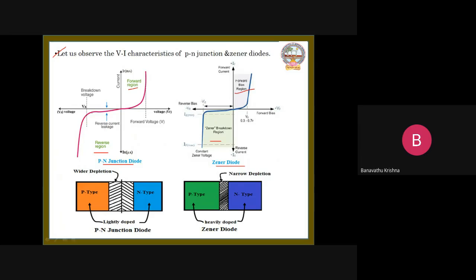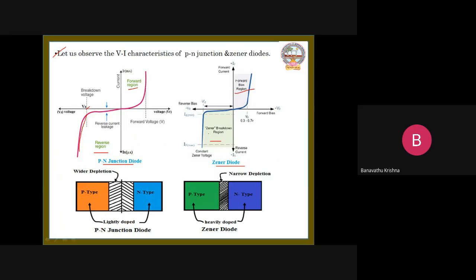Further, you can increase this reverse voltage. At a particular point, the breakdown will occur due to the collision process, nothing but avalanche breakdown. So if your voltage exceeds this level, then breakdown will occur. The current will go like this.